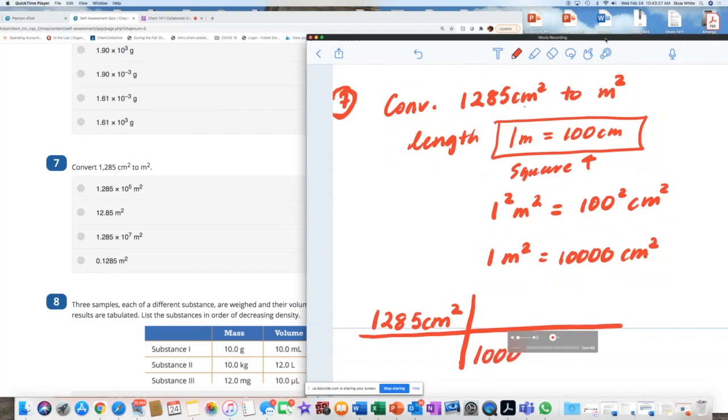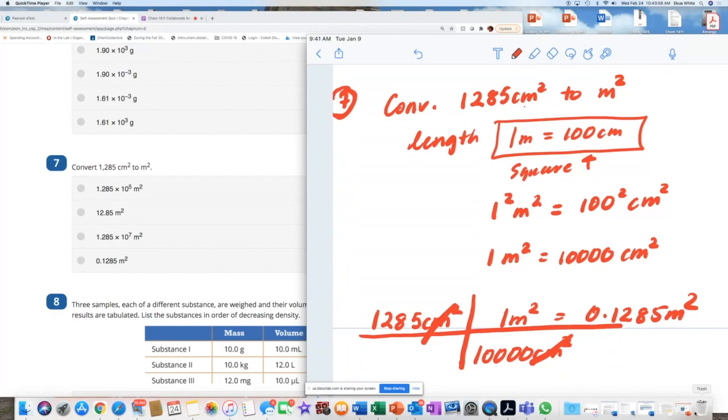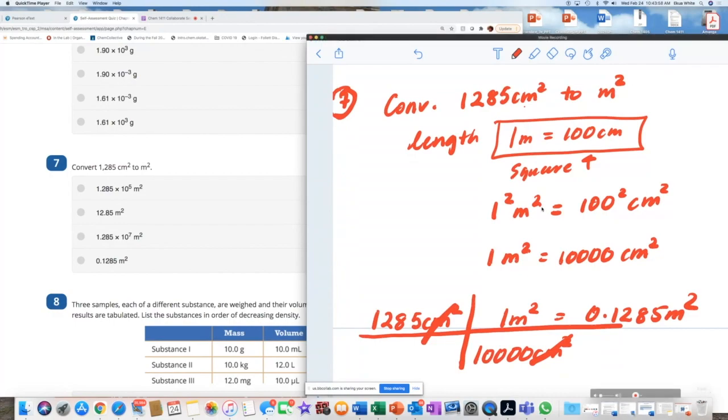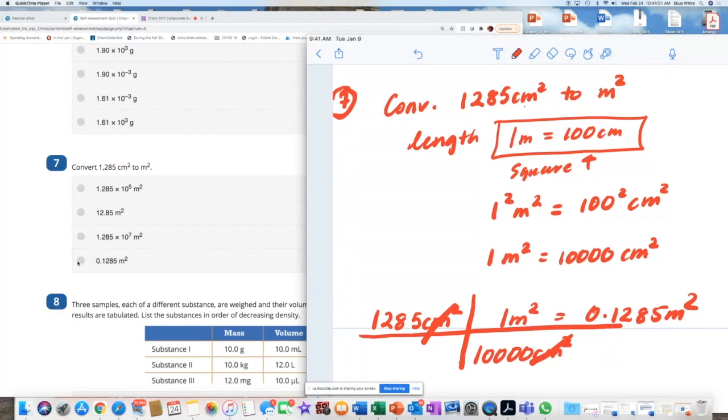I put my 10,000 down here, my 1 meter squared up here, and then take my numbers. So I got my 185 divided by 10,000. And I get 0.1285 meters squared. This unit and this unit cancels out, and we're good. Oh, sorry. Yeah, so you see that, right? And so of all our answer choices, it looks like it's this one here.